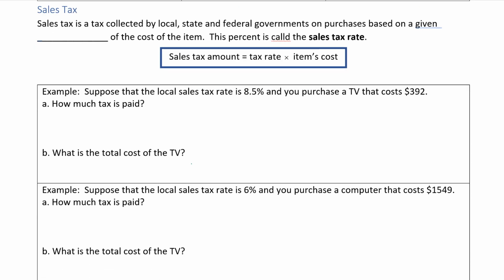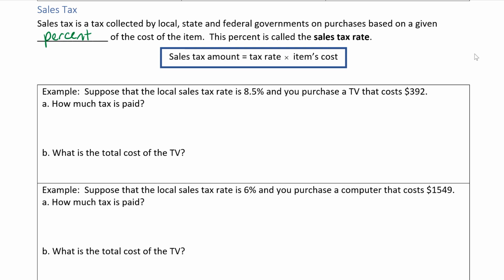Next, we're going to be talking about sales tax. Sales tax is a tax collected by local, state, and federal governments on purchases based on a given percent of the cost of the item. This percent is called sales tax rate. The sales tax amount is equal to the sales tax rate times the cost of the item. Now, don't forget that after you find the sales tax, you have to add that in, because you still have to pay for the item that you're purchasing plus sales tax on top of that.